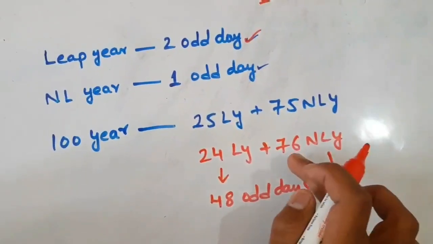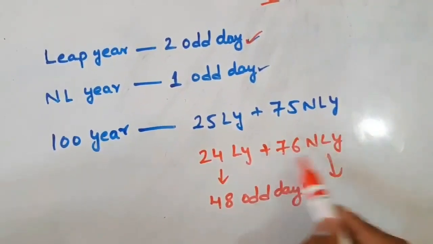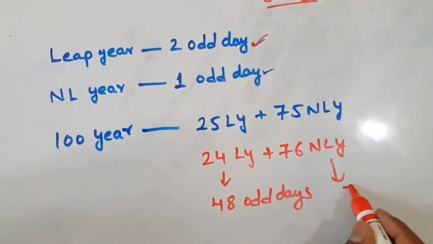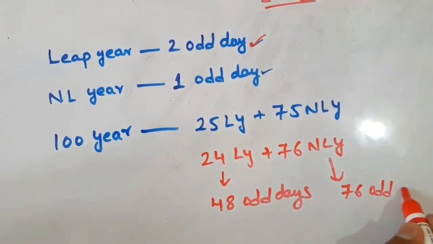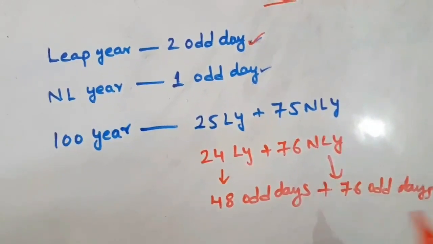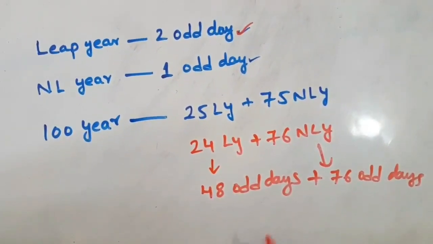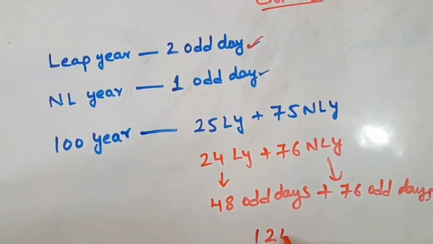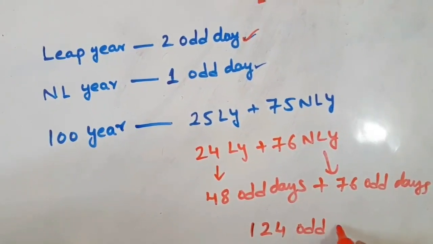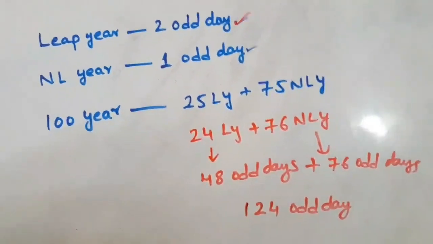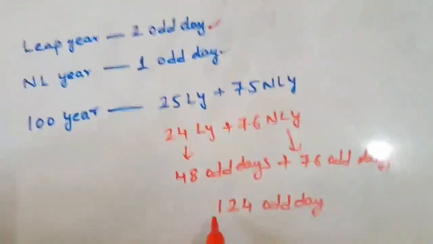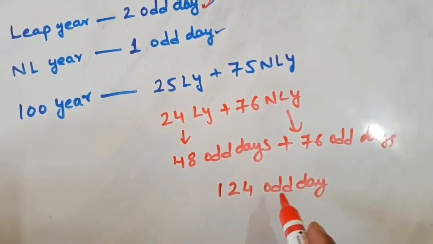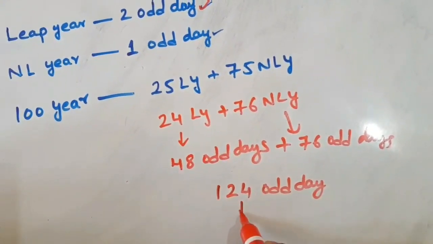In this there are 76 non-leap years, and in 1 non-leap year we have 1 odd day. So 76 odd days. If I add both, I am going to get 124 odd days. Again, this is 124 odd days. I have to write it in complete weeks.